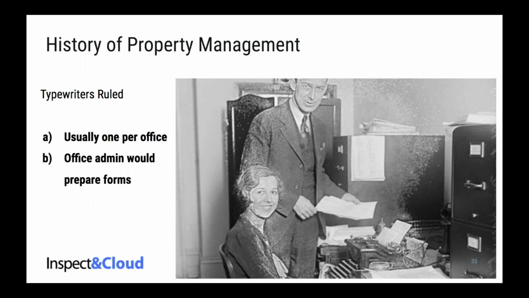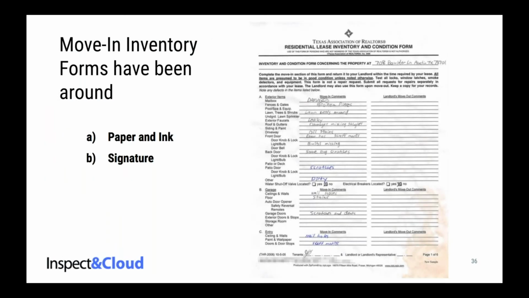Inventory forms originally started back in the early 1900s. And so the first forms were printed using typewriters and old-fashioned technology. Traditionally, it's always been necessary for inventory forms to be handwritten. And so typewriters ruled, and there was usually one per office, and there was usually one office admin that prepared all the forms and leases that were being signed. So, move-in inventory forms have traditionally always been around with paper and ink, and they've always required the resident signatures, and so we've always worked off hard copies.